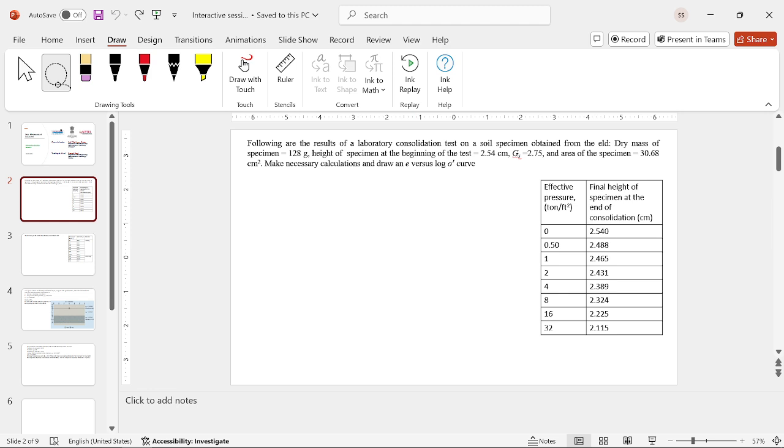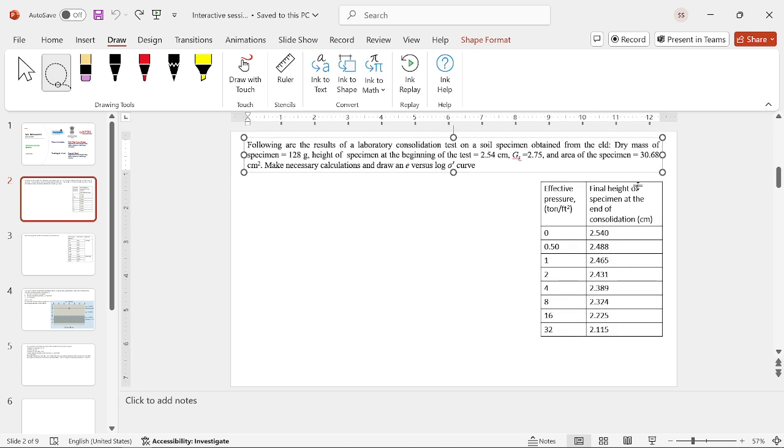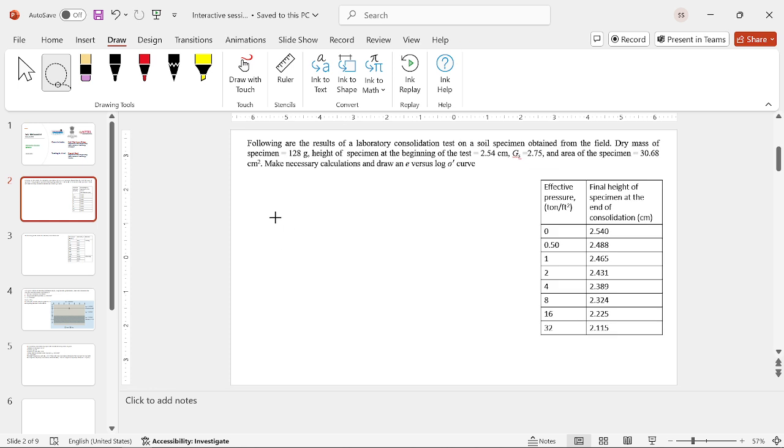Okay, so this is the first question. Following are the results of a laboratory consolidation test on a soil specimen obtained from the field. So the dry mass of specimen is 128 grams. Height of specimen at the beginning of the test is, I'll show you how. First, let's discuss the consolidation test a bit.